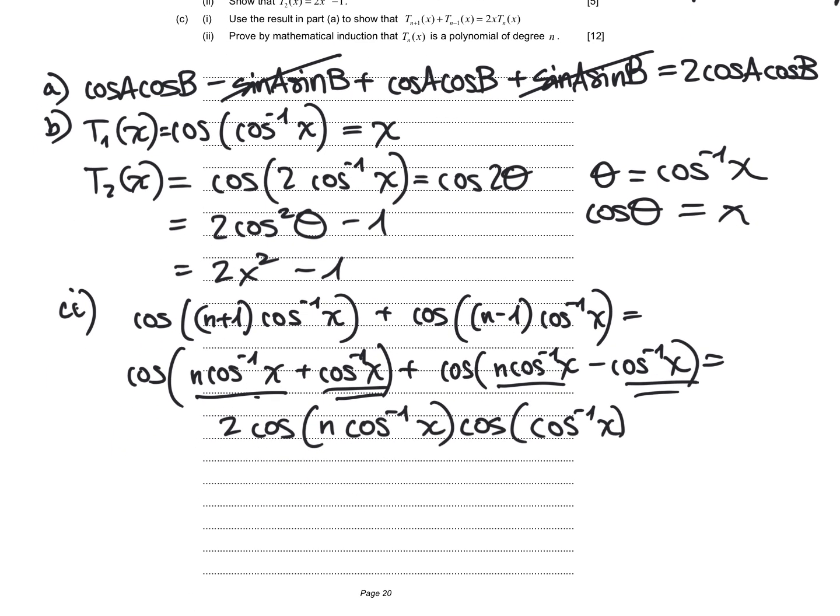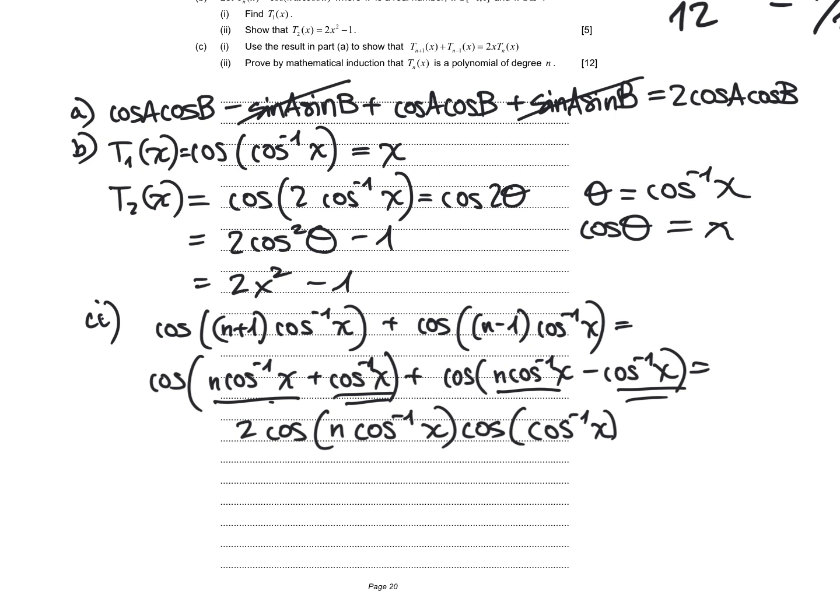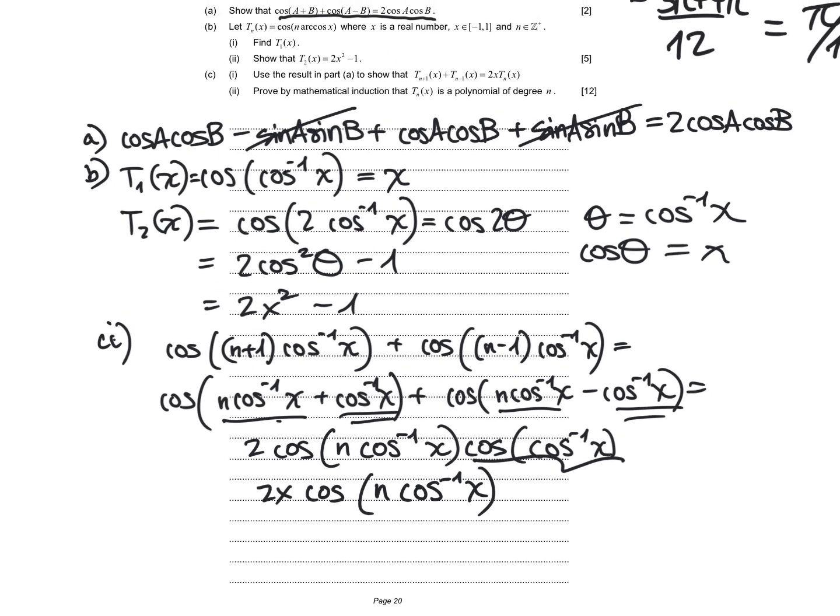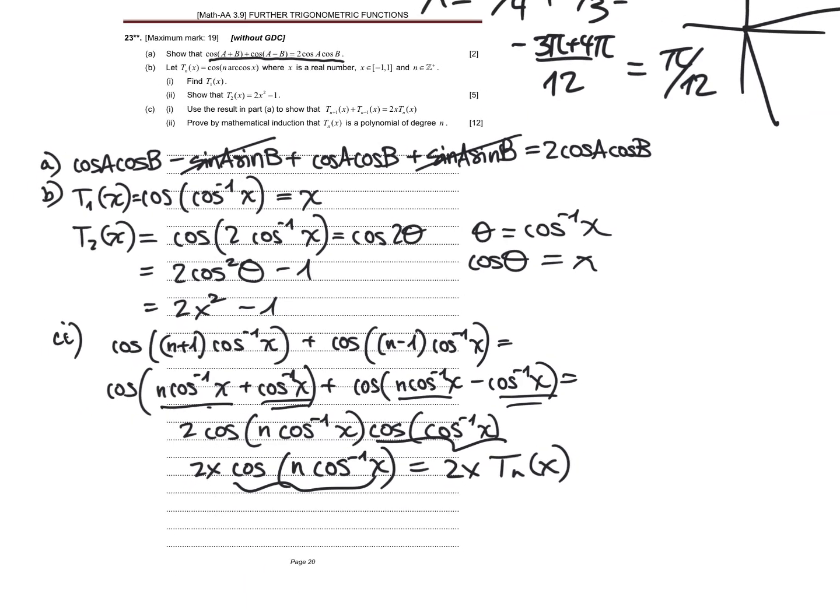Okay, so just a second. So this bit is x, so that is 2x. And this bit is T_n. Yep. So that's that. Oh man, 12 marks here.